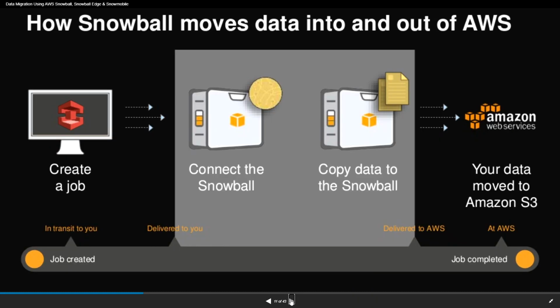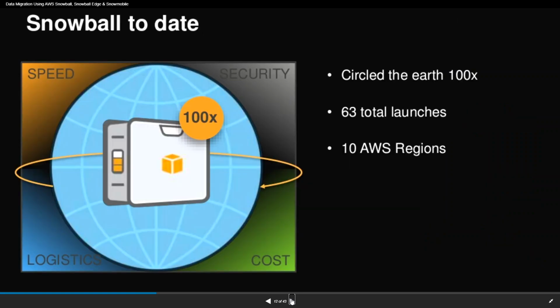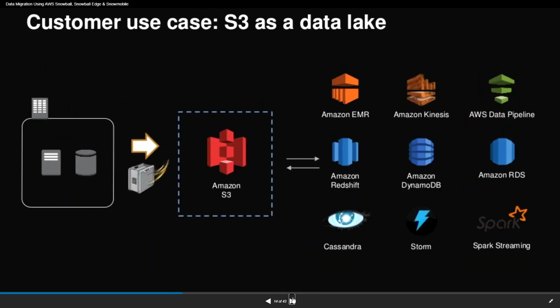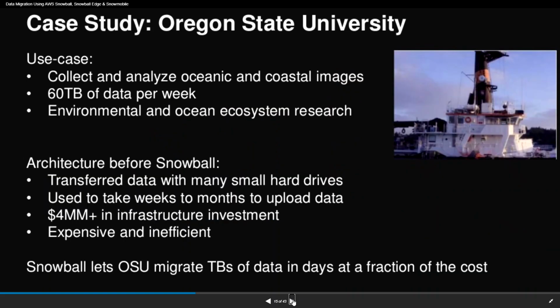Let's go here. So you can connect to the Snowball here. Okay, so it's quite simple. You create a job, and yeah, that's very nice. So this is the use of AWS Snowball: disaster recovery, cloud migration, data center decommission. Okay, you don't want to keep your data, or content distribution. This is very, very nice. Customer use case, for example, S3 as a data lake. Case study: collect and analyze ocean and coastal images, 60 terabytes of data per week, for environment and ocean ecosystem research.